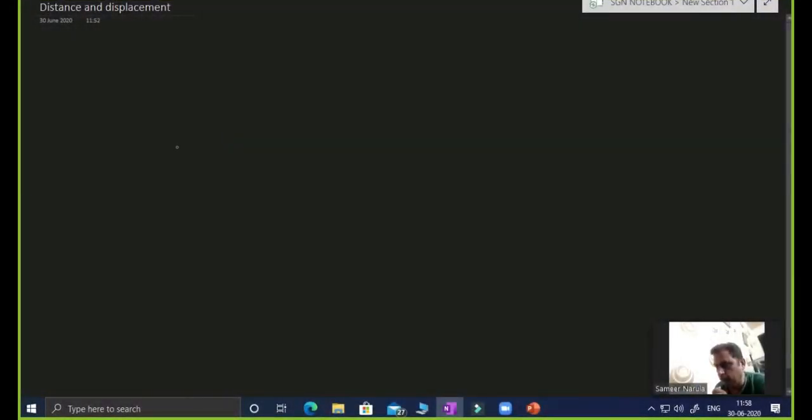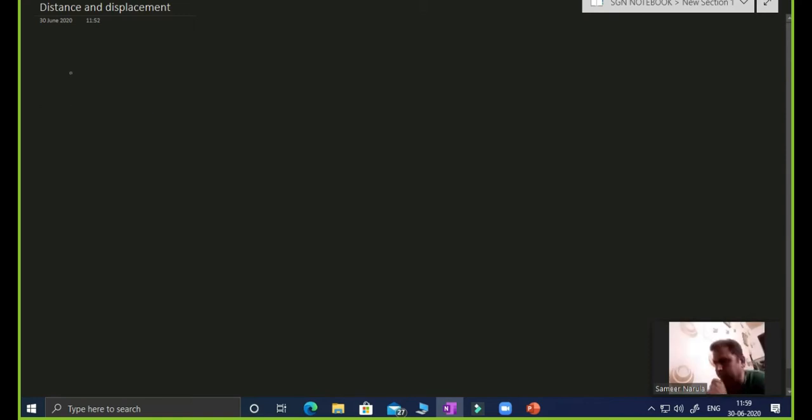Now we just move on to the next topic. This is called distance and displacement. As previously, we just discussed scalar quantity and vector quantity. Right now we have the topic distance and displacement. Just try to see that distance itself is a scalar quantity, whereas displacement is a vector quantity. Now we will see the difference between these two physical quantities.